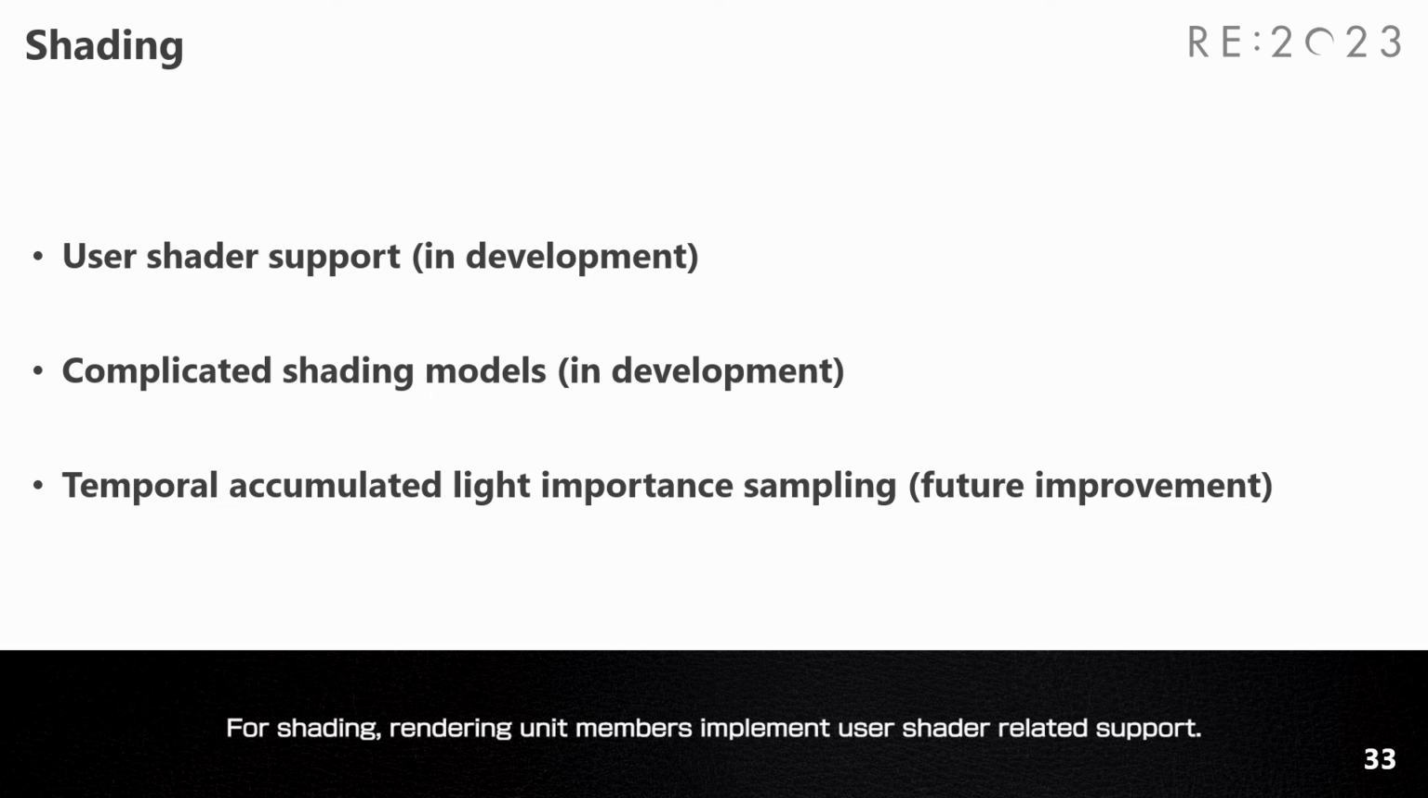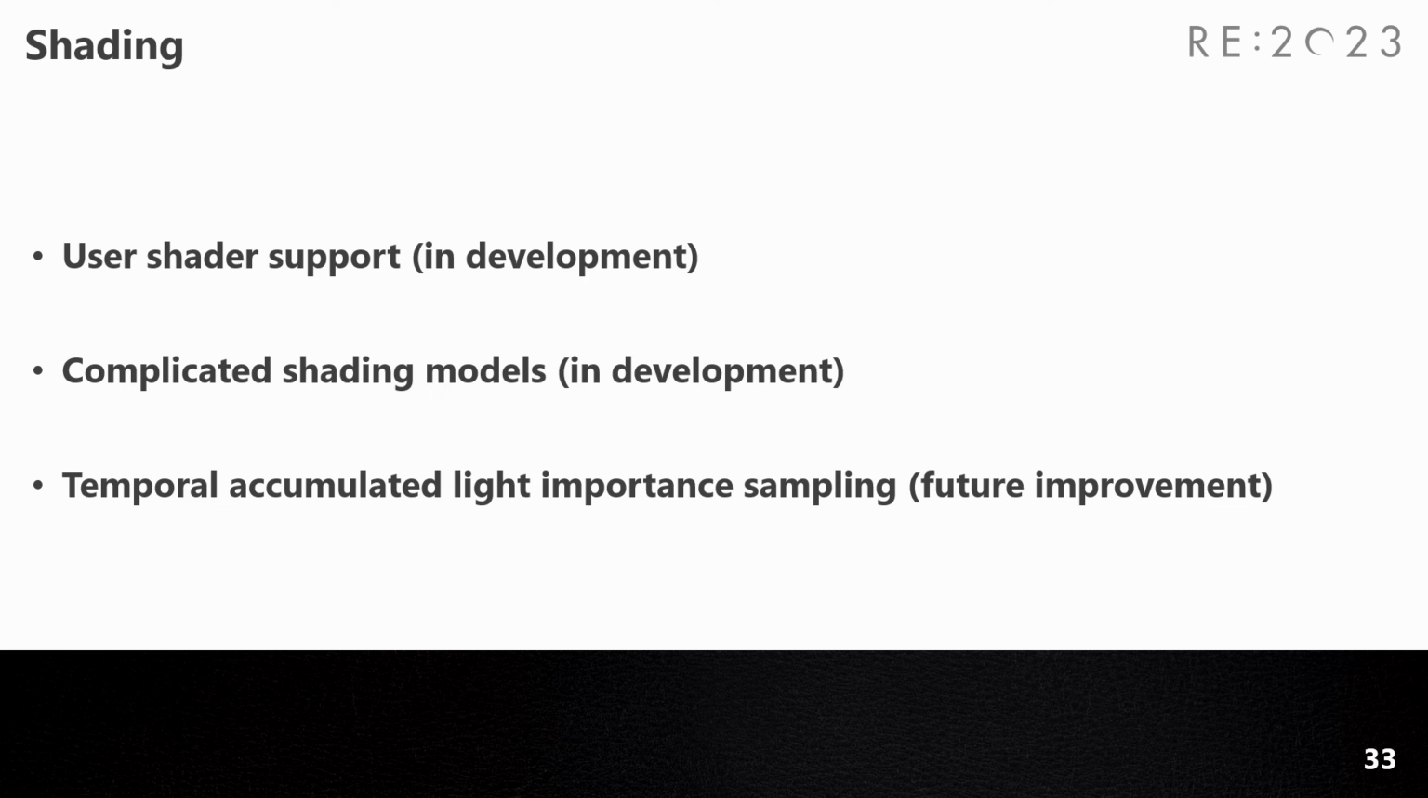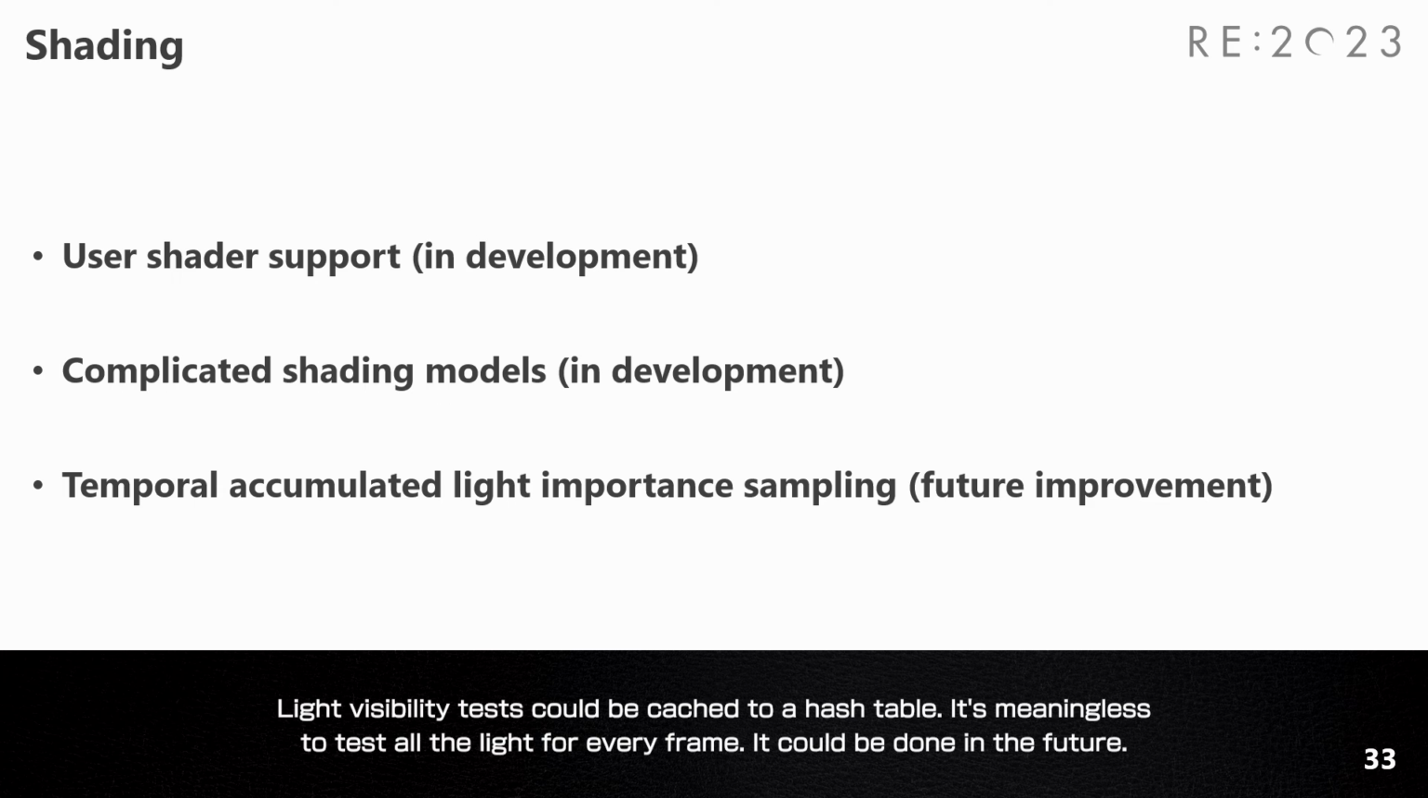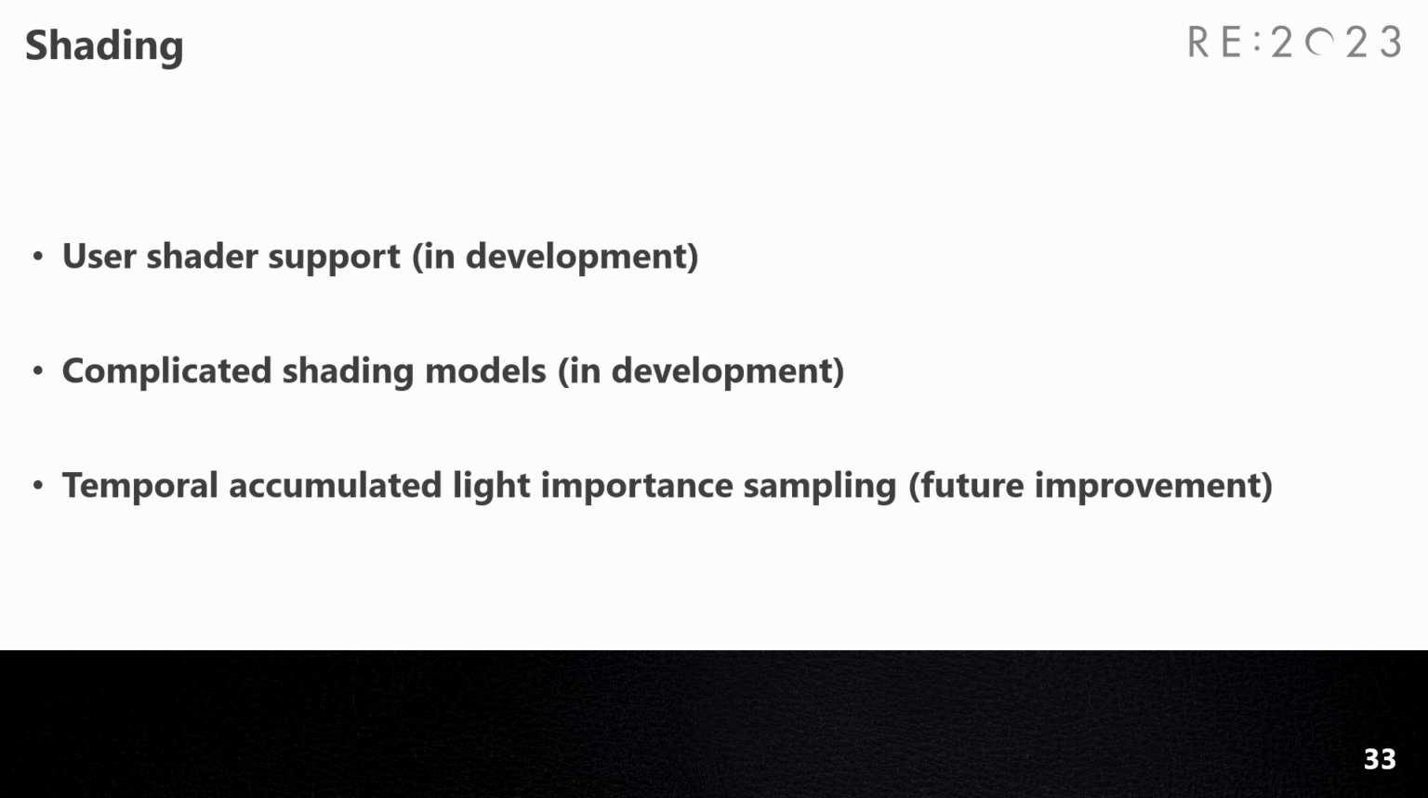For shading, rendering unit members implement user shade related support. Complicated shading models are also in development. Light visibility tests could be cached to a hash table. It's meaningless to test all the lights for every frame. It could be done in the future.